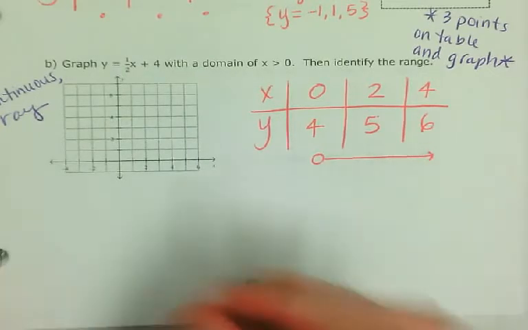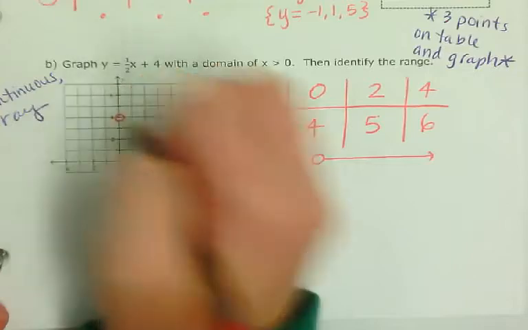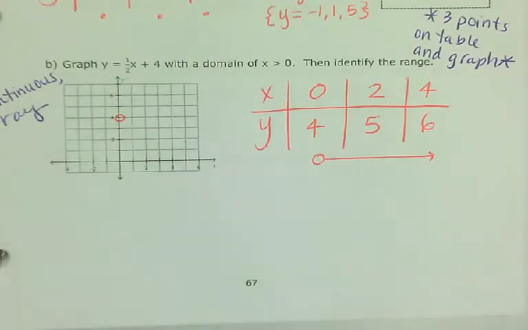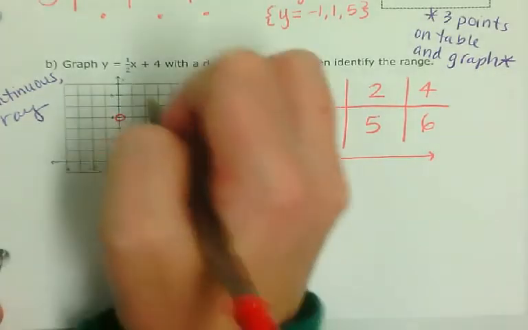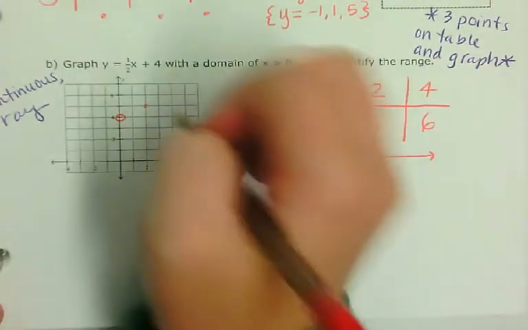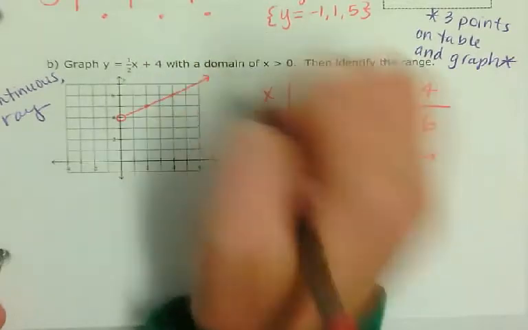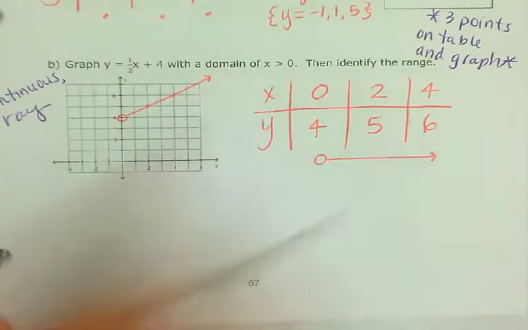Okay, so we're going to graph it. At 0, 4, I'm going to draw an open circle. Now, here's the deal. On a quiz or a test, if I have to guess if your circle is open or closed, I'm just going to count it wrong. Okay, so don't make me guess. Just leave it open. 2, 5, and 4, 6. And I'm going to draw that line with an arrow on the end. This is a ray.